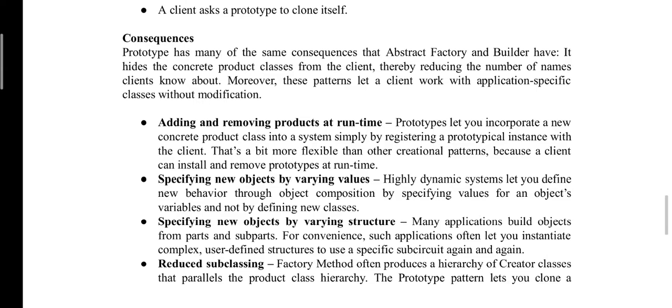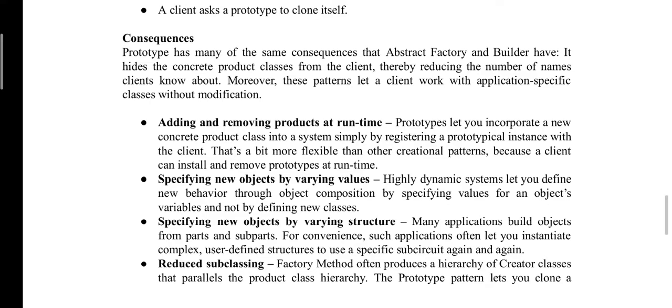That means many applications build objects from parts and subparts. We know that most applications can build their objects from a main part and from subparts. So for convenience, such applications often let you instantiate complex user-defined structures to use a specific sub-circuit again and again. The next consequence of this design pattern is reduced subclassing. That means it reduces subclassing.